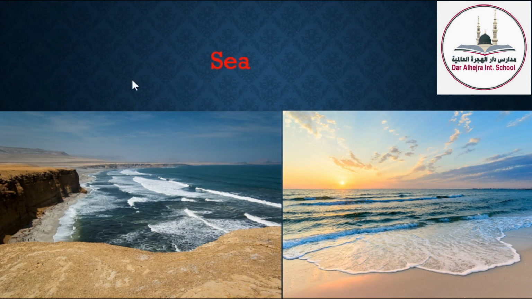This is just a general idea of the bodies of water. And inshallah, next week, we are going to discuss all the bodies of water in detail.